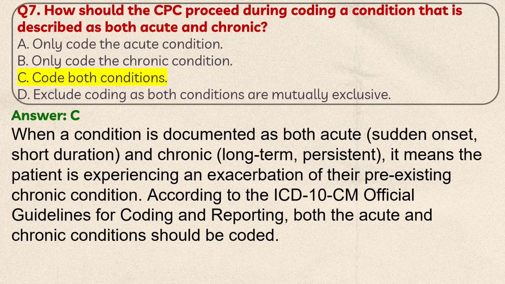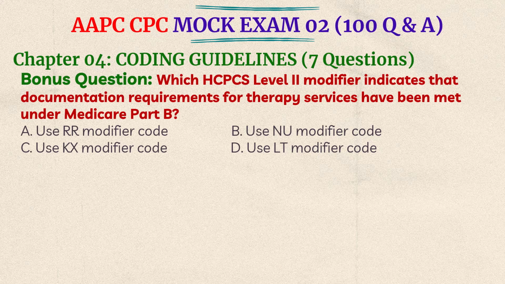When a condition is documented as both acute, that is sudden onset or short duration, and chronic, that is long-term or persistent, it means the patient is experiencing an exacerbation of their pre-existing chronic condition. According to the ICD-10-CM official guidelines for coding and reporting, both the acute and chronic conditions should be coded. So there are 7 questions in the coding guidelines. This is the bonus question.